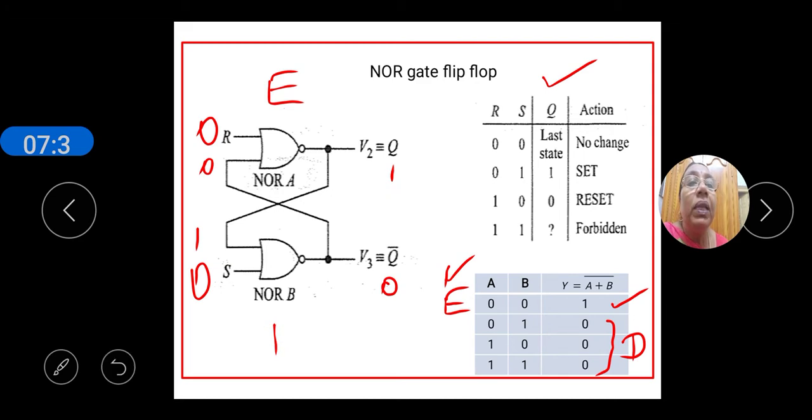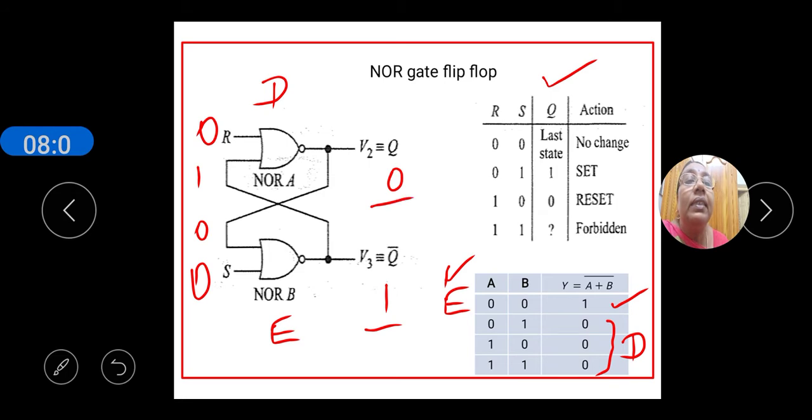Suppose the previous state is Q is 0 and Q bar is 1, then NOR A input is 1, NOR B input is 0. So now NOR A is disabled and NOR B is enabled. So output of NOR B is 1, output of NOR A is 0. So here again we say that the flip-flop remains in the last state, or there is no change in the output of the flip-flop.